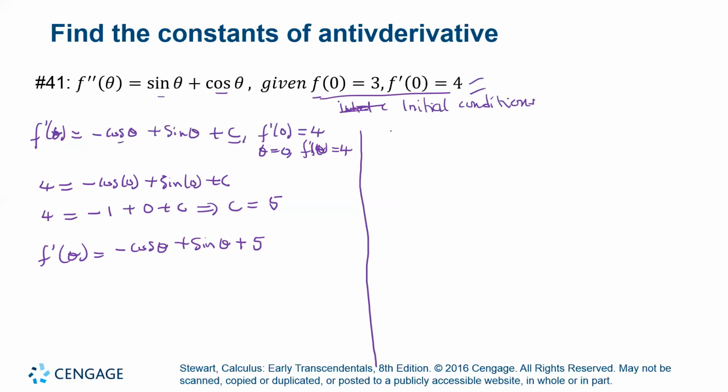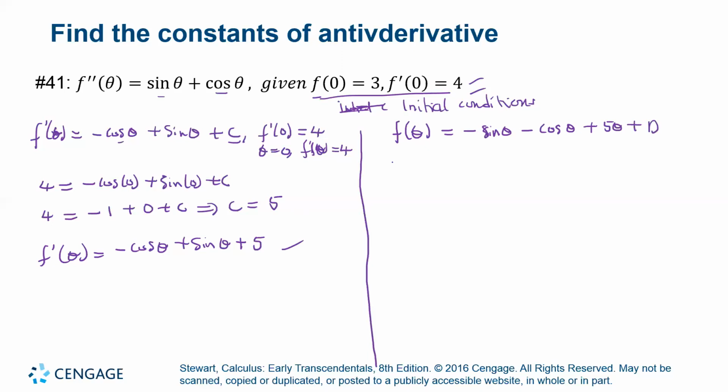Well, let's go again. Since f is the antiderivative of F prime, we find this is equal to the antiderivative of this expression here. If I differentiate a function and get negative sine, it should be negative cosine. To get positive sine, it has to be minus cosine theta. Then I have 5 times sine theta plus another constant d.